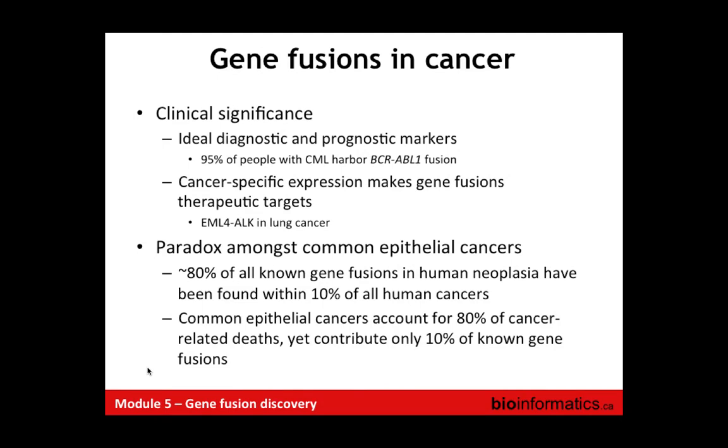So just a quick introduction to gene fusions in cancer. They obviously have clinical significance. They can sometimes be the ideal diagnostic or prognostic markers. For example, 95% of people with CML, a kind of leukemia, harbor the BCR-ABL fusion. This is the fusion resulting from the Philadelphia chromosome or Philadelphia translocation. And it's a fusion between these two genes. I think there's another slide that explains it, so I'll save the explanation of BCR-ABL.